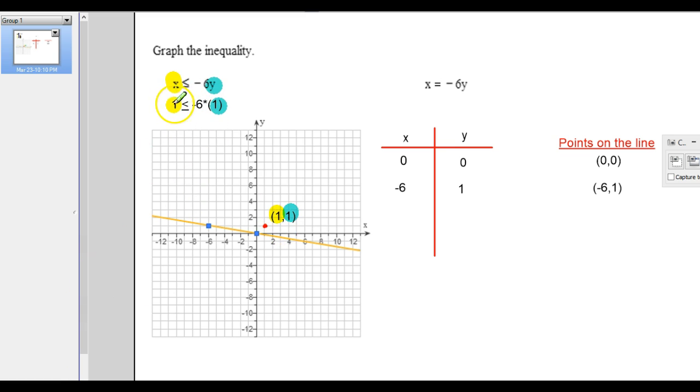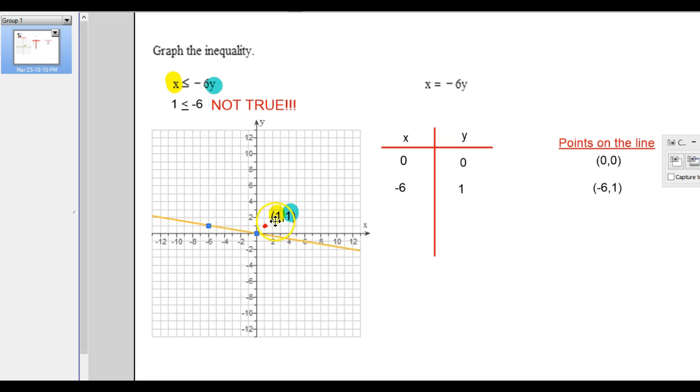Now I'm going to simplify it. 1 is less than or equal to negative 6 times 1, which is negative 6. 1 is less than or equal to negative 6. Is that true? Is 1 less than or equal to negative 6? No. 1 is bigger than negative 6. Any positive number is bigger than a negative number. So this is not true.